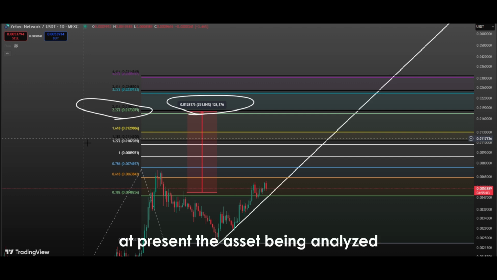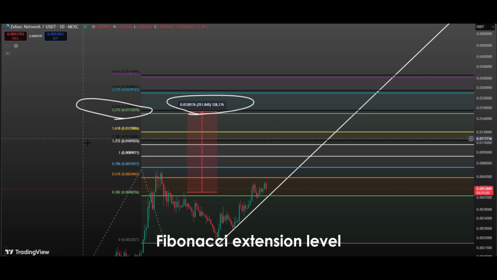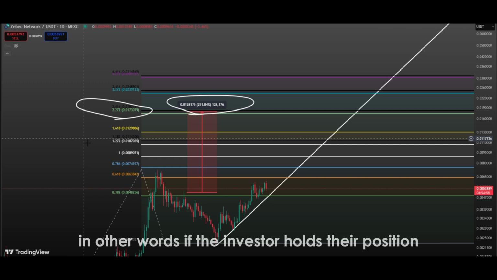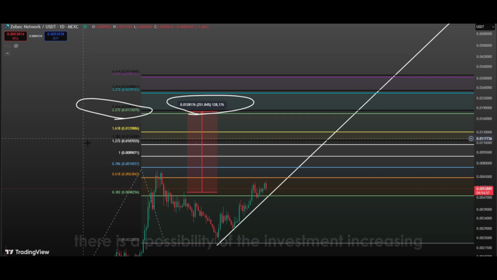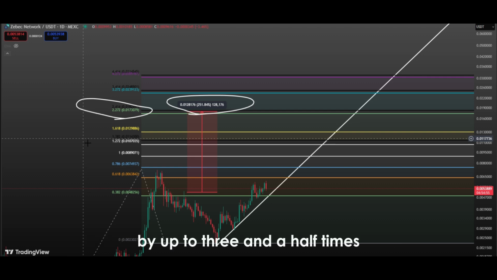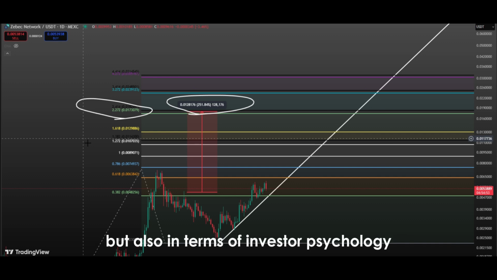At present, the asset being analyzed continues to move within the 3rd wave, and there is potential for the price to reach the 2.272 Fibonacci extension level. Compared to the current price, this level implies an increase of approximately 250%. In other words, if the investor holds their position until this level is reached, there is a possibility of the investment increasing by up to 3.5 times. This is an exciting development, not only from a technical analysis standpoint, but also in terms of investor psychology.